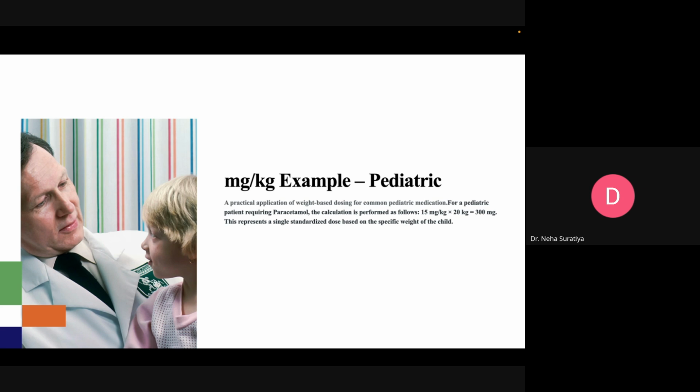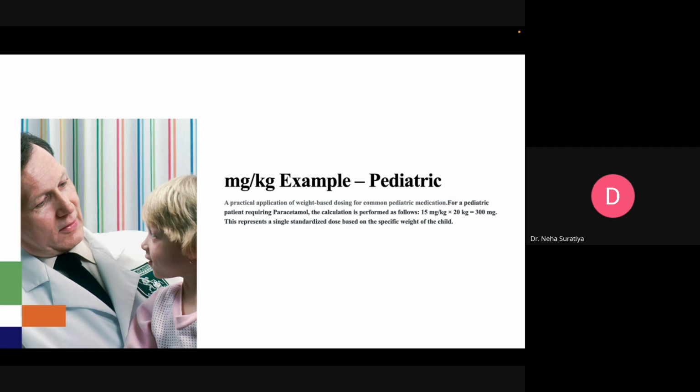I hope you remember the formula. Identify the body weight. What is the body weight? 20 kg. Second step will be to identify the prescribed dose. What is the prescribed dose? 15 mg per kg. Now you need to multiply both. 15 into 20 you need to multiply. That is approximately 300 mg. So 300 mg per dose will be required for the particular patient. I hope it is clear to you.